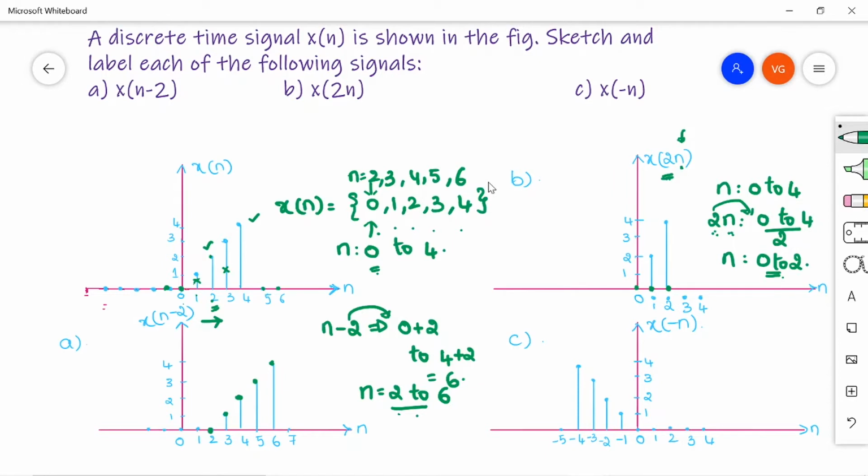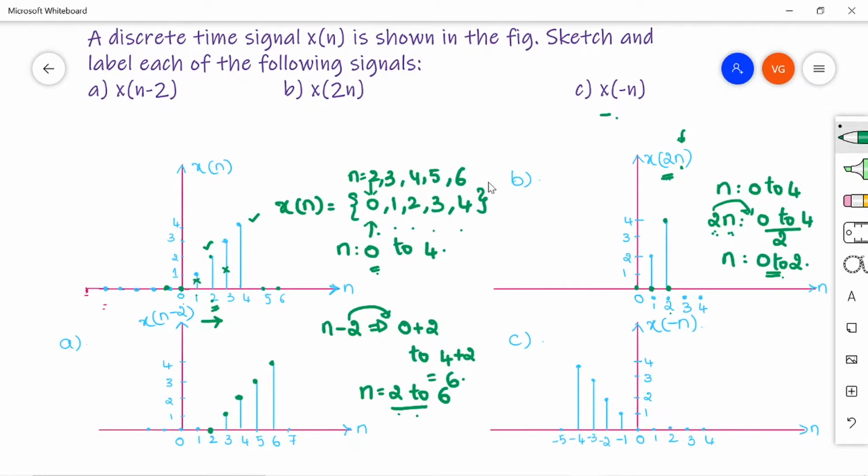So at x of 2n, at n is equal to 2, you will get the amplitude of 4. So these two are the only instants that we are getting for x of 2n. Coming to the third signal they have asked, x of minus n.